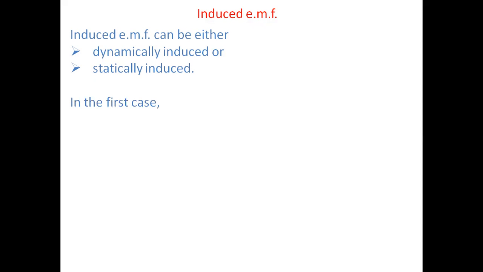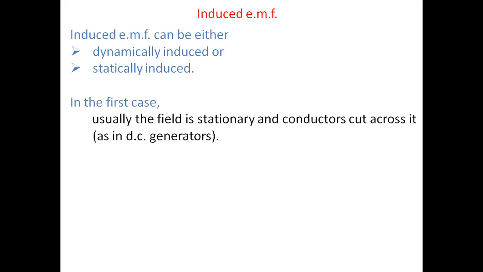In the first case, dynamically induced means the field is stationary but the conductor changes. That is, the conductor moves in the fixed field and cuts the magnetic field, and due to that the EMF will be induced. This type of dynamically induced EMF is used in DC generators.